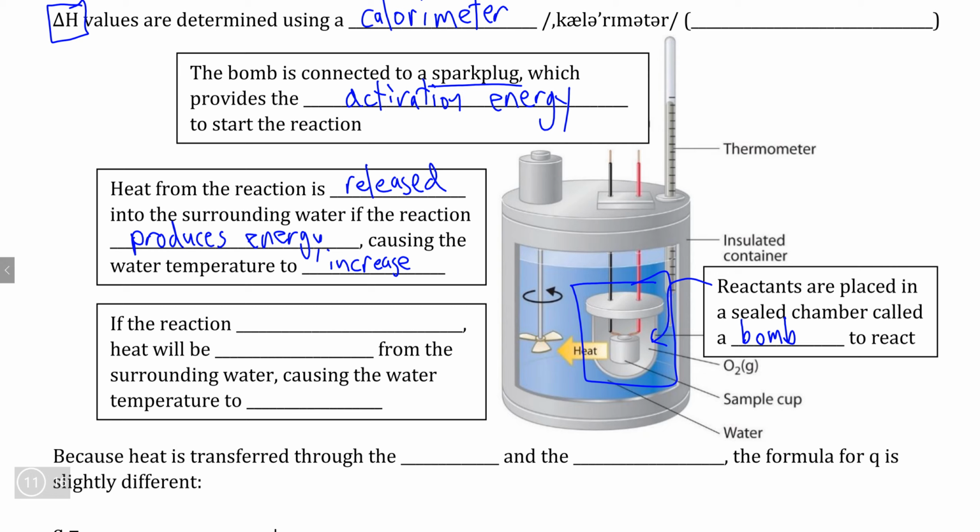But not all reactions produce energy. What would we observe if the reaction consumes energy? Well, in this case, the opposite would happen. If the reaction in the bomb requires energy to happen, the reaction is going to absorb heat from the water through the walls of the bomb and into the reaction in order to power the reaction. Because we're taking heat out of the water and putting it into the reaction, that will cause the water temperature to decrease because there is less heat in there than before.